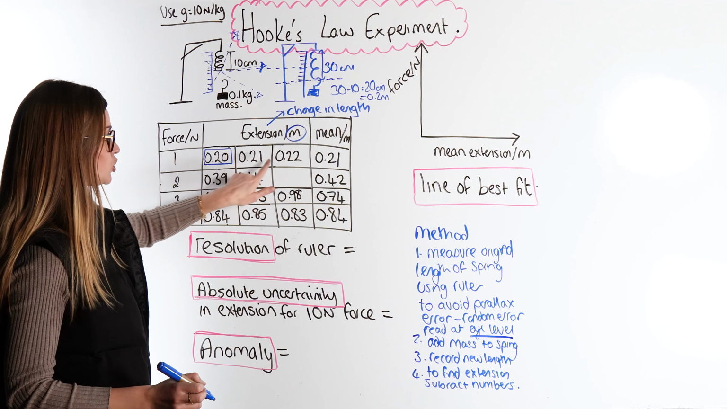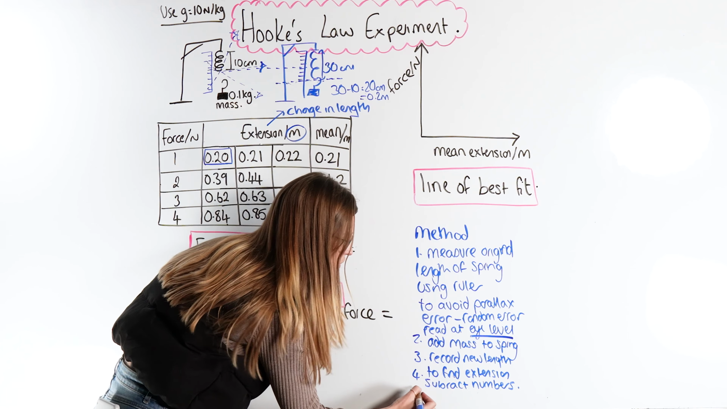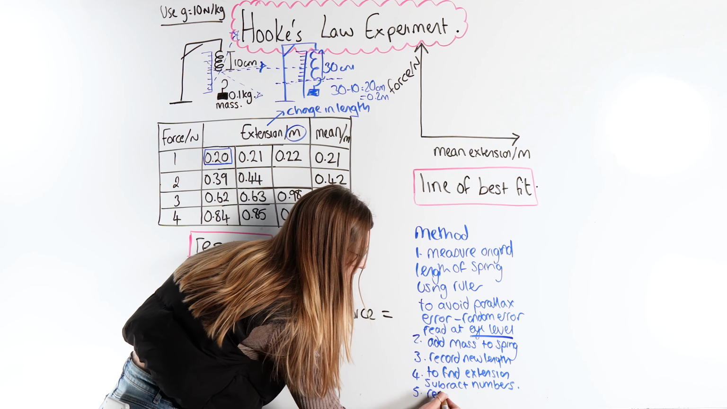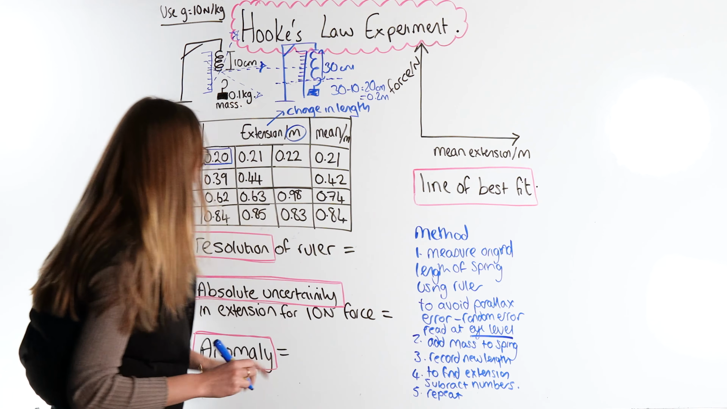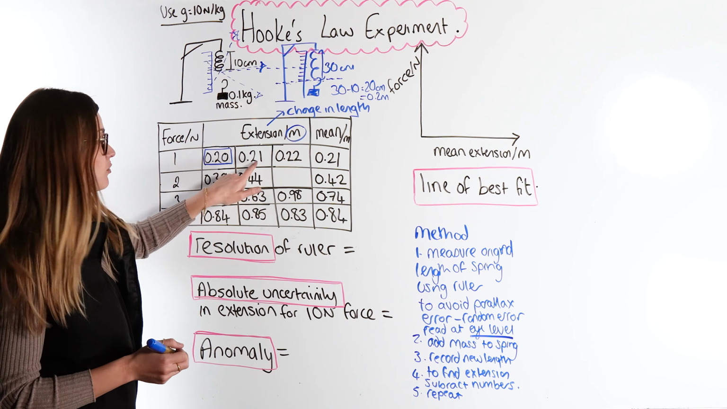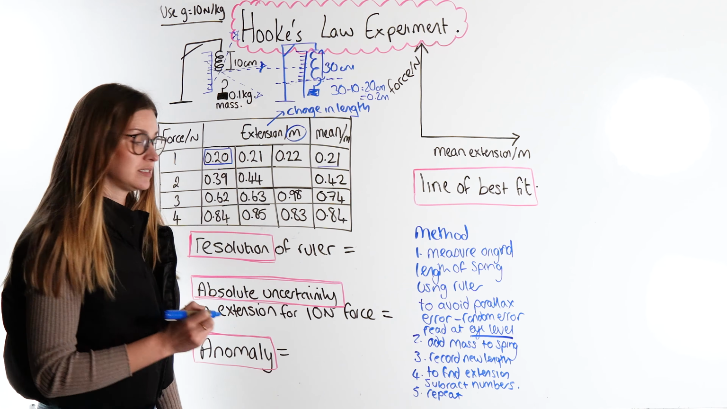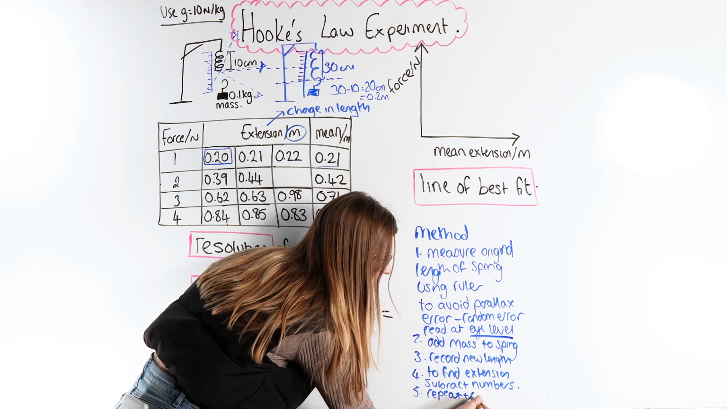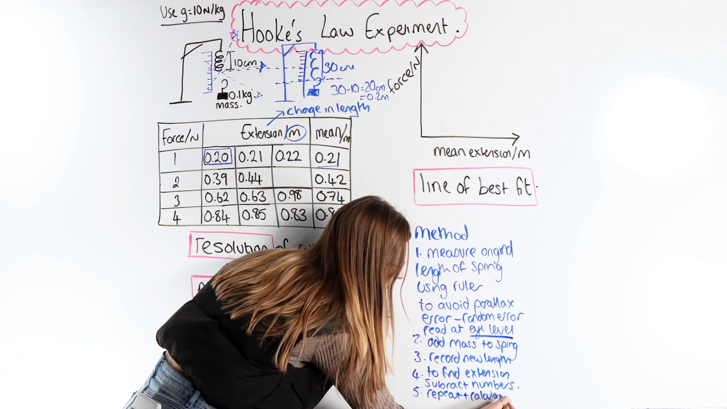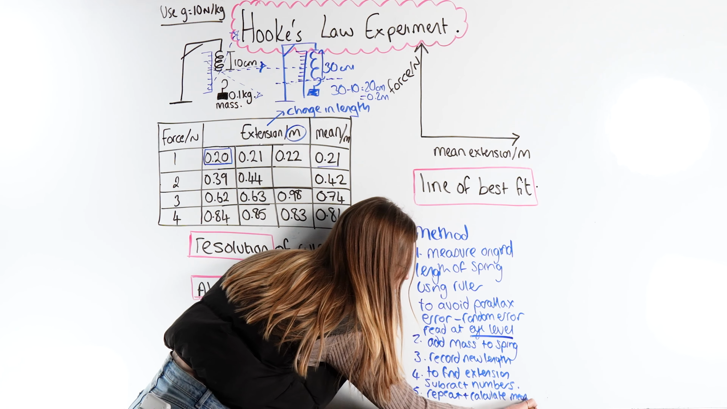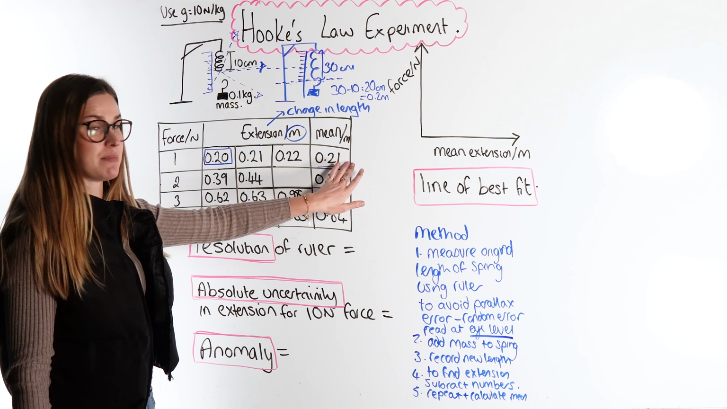But look, I've done it here 2 more times. So what I need to do, step 5, is repeat it. I repeated it a second time. I repeated it a third time. And then what I did was I calculated the mean. So we're going to say repeat and calculate the mean. Okay, so again, we repeat and we calculate a mean.